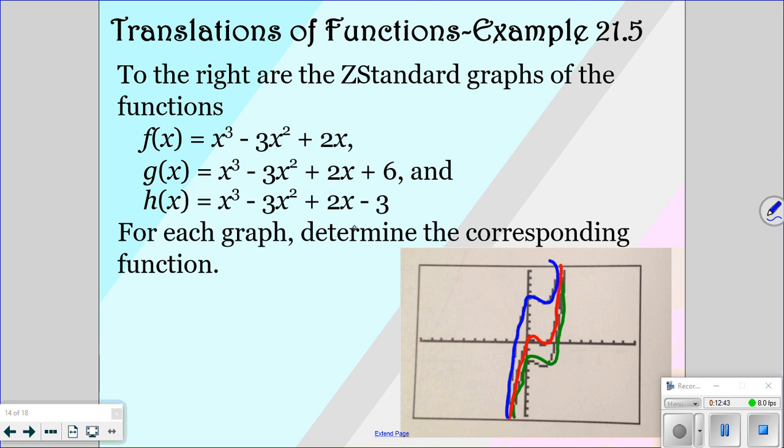Okay, so now if you look at f of x, g of x, and h of x, they all start with x cubed minus 3x squared plus 2x, and then we have a plus 6 and a minus 3 on 2 of them. So which one is going to be f of x? Hopefully, you are determining that it is the red one.